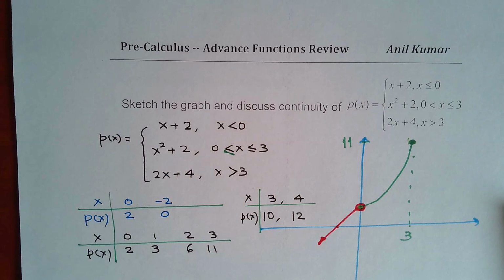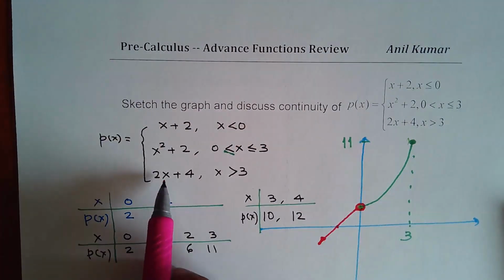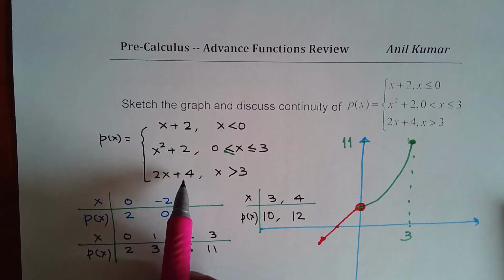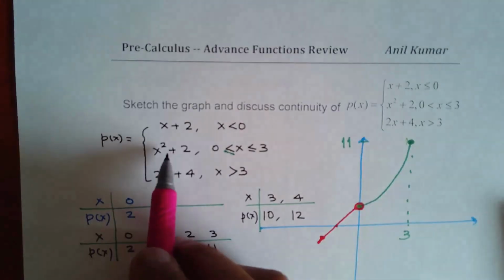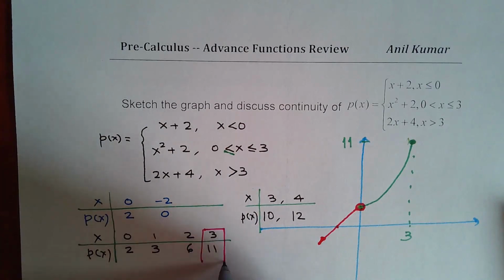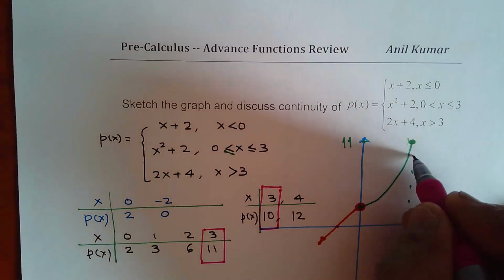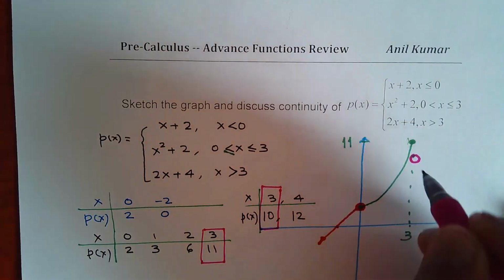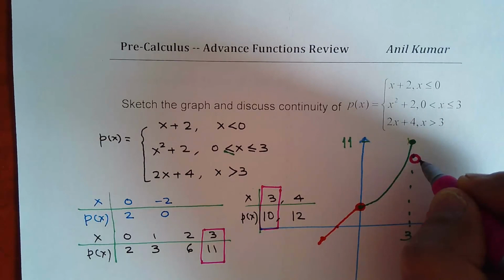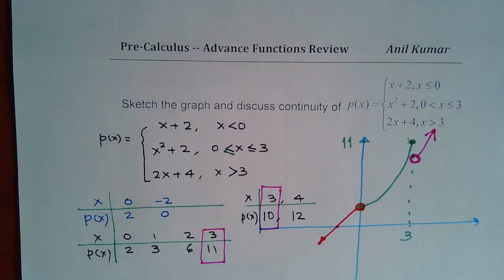Clearly, what you notice here is that at 3, we have a discontinuity. Since 3 times 2 is 6, 6 plus 4 is 10, but the value of the middle part was 11 at 3, right? So we do have a discontinuity at 3. So it starts from here, kind of. Do you see that? And then goes up as a straight line, steep, kind of like this. So that is how the function is.